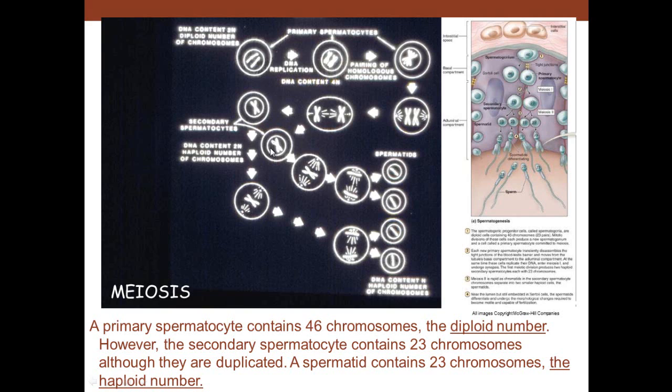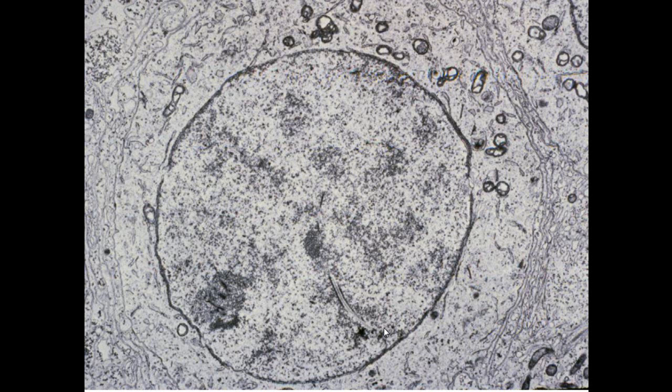Either have X's or Y's, don't have both of them. And then finally, the second meiotic division produces the individual X or Y, and it would not be duplicated at that point in time. So the primary spermatocytes contain 46 chromosomes, even though they're duplicated, and then the secondary spermatocytes have 23 duplicated, and then the spermatid has 23 chromosomes, which are the haploid number versus the diploid number of normal somatic cells.